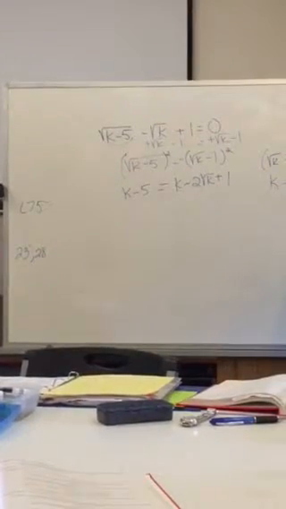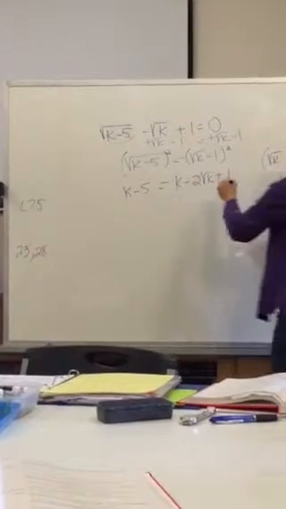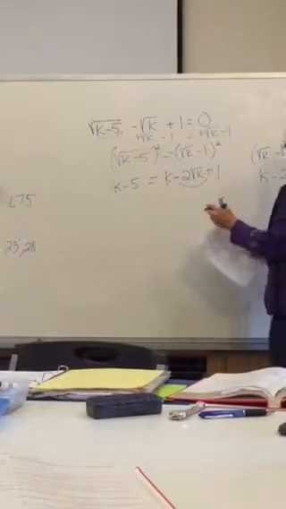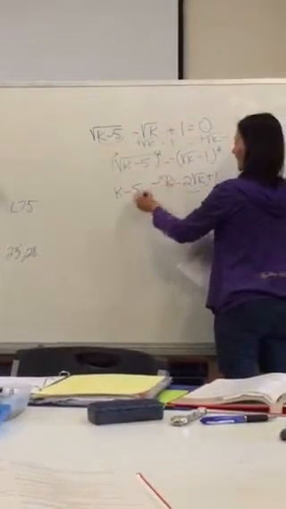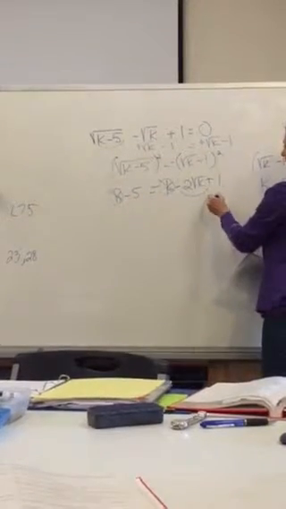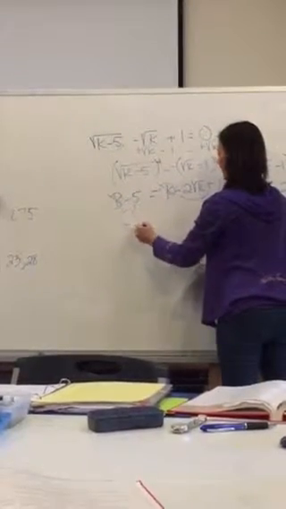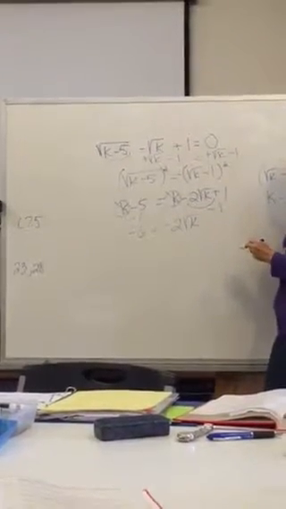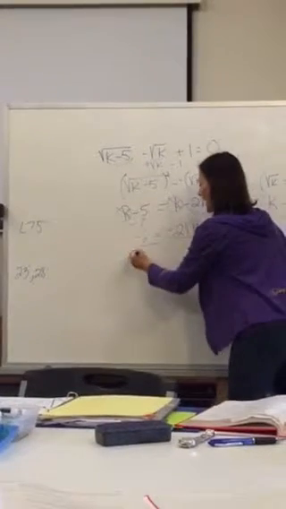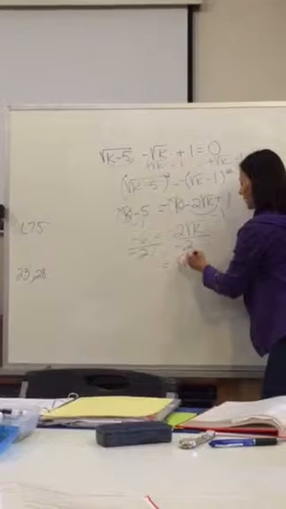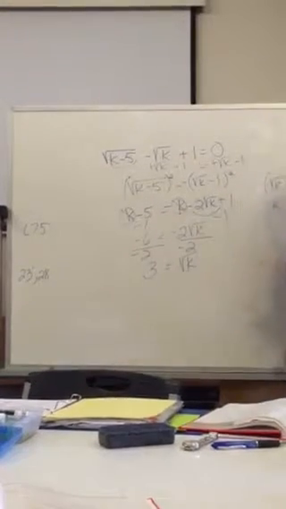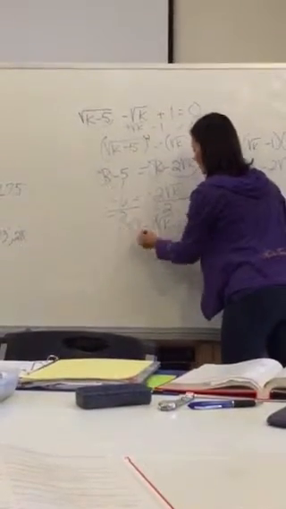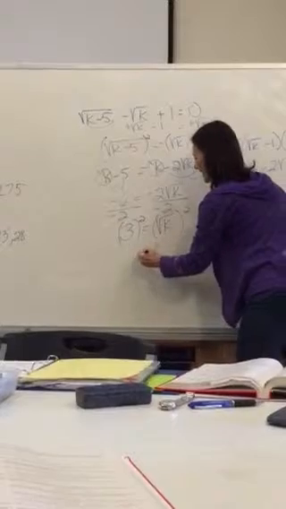I still have a radical. So now I isolate this radical by moving everything to the other side. Alright, so my k's eliminate, don't they? I subtract my 1, and I have negative 6 equals 2 square root of k. What can I do now? Divide by 2, right? And the square root of k is negative 3. Now what do I do? Square both sides, and k is 9.